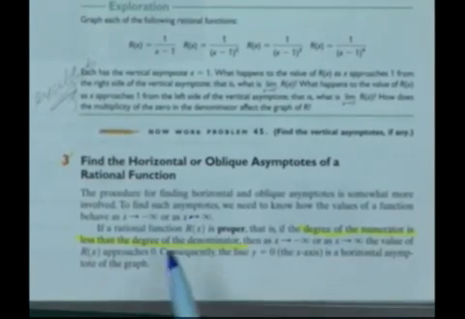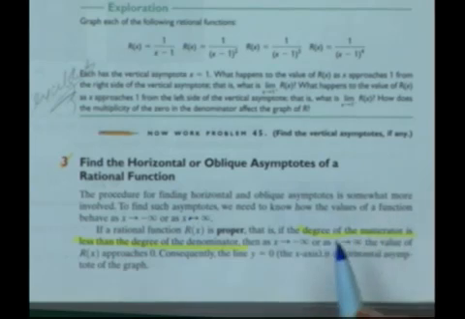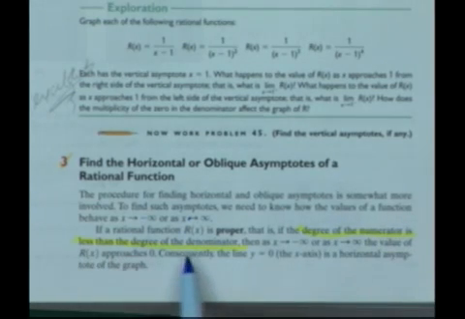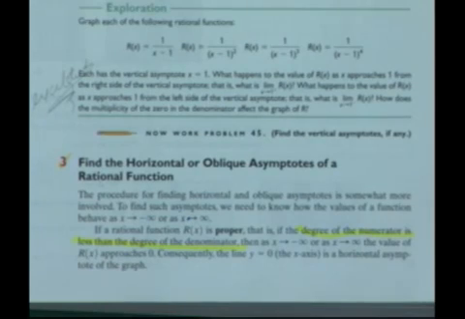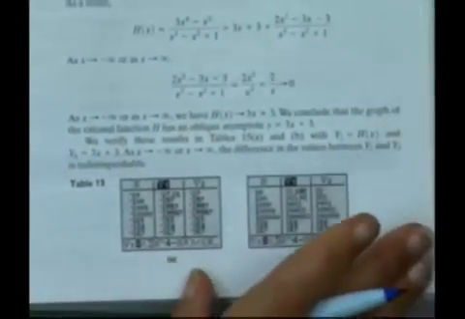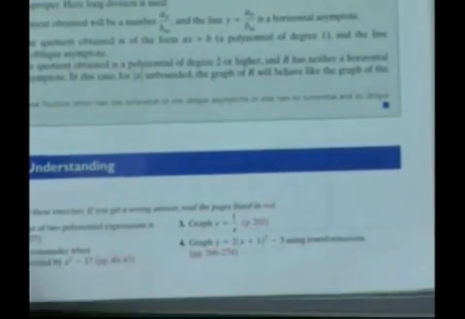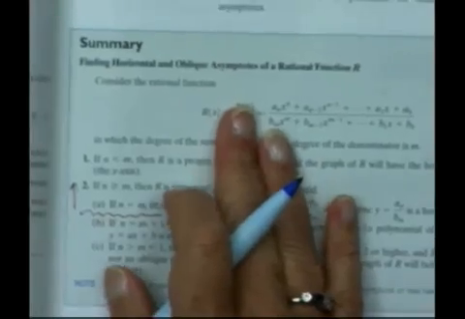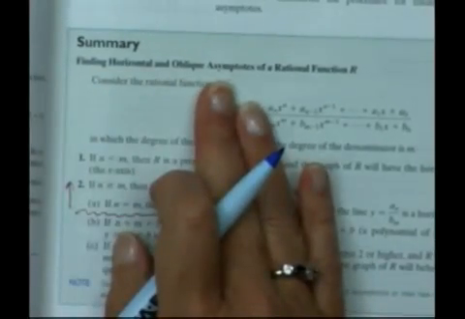All right. On the bottom of page 339, I've said the word proper. A rational function is proper if the degree of the numerator is less than the degree of the denominator. And whenever the degree of the denominator is bigger, y equal to 0 is going to be your horizontal asymptote. Okay, flipping on to page 343.